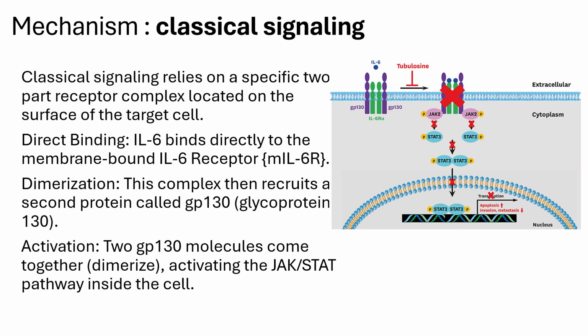When the interleukin binds with this membrane-bound interleukin 6 receptor, the complex recruits a second protein called GP130, glycoprotein 130. After this complex recruits the second glycoprotein, they undergo dimerization and activate the JAK-STAT pathway inside the cell. The JAK-STAT will then lead to activation of specific genes in the DNA, and depending on the cell, it acts.